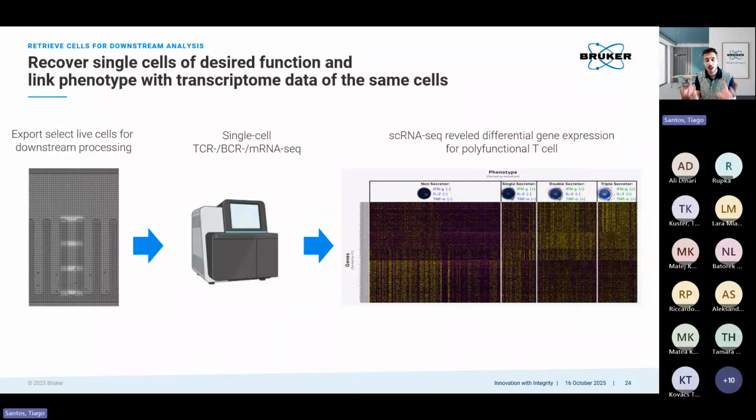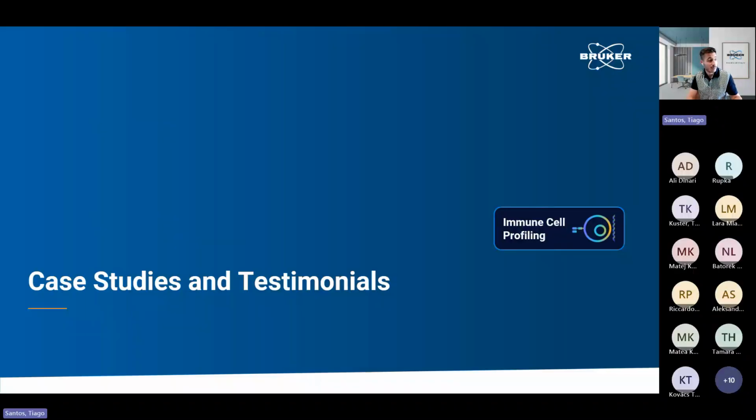In this way, Beacon is enabling you to bridge the gap between proteome and transcriptome, in terms of functional and transcript, because the cells that you're going to analyze through transcriptomics are the ones that already showed you that functionality. And in this way, you'll be able to reveal the differential gene expression behind these polyfunctional T cells. That's a remarkable, powerful functional analysis that you have through the Beacon, and it has been leveraged by multiple people in different areas.